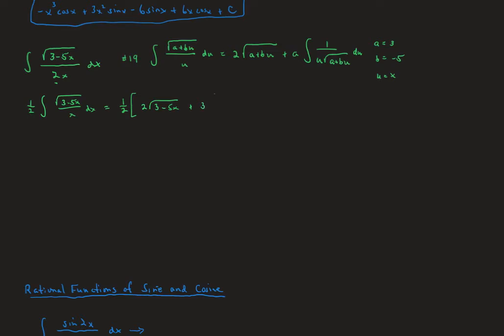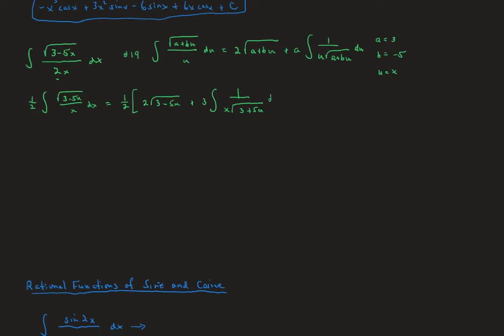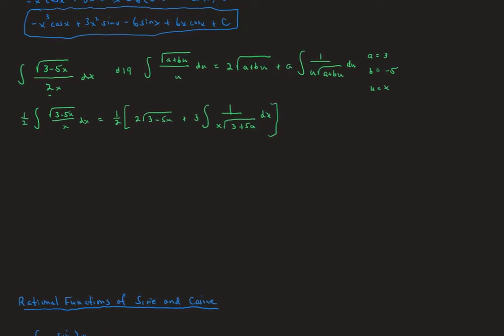plus 3 times the integral of, and our new integral will be 1 over x times the square root of 3 plus 5x dx. Whoops. And let me end that bracket there. So now we have to find an integral, a formula that matches this integral. And I think that's going to be number 17.